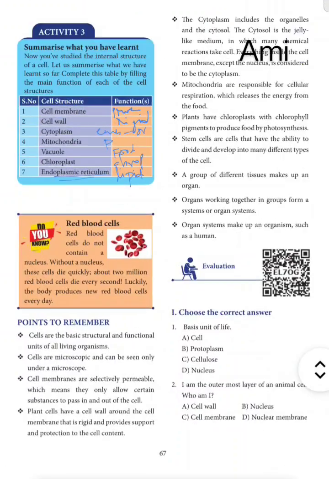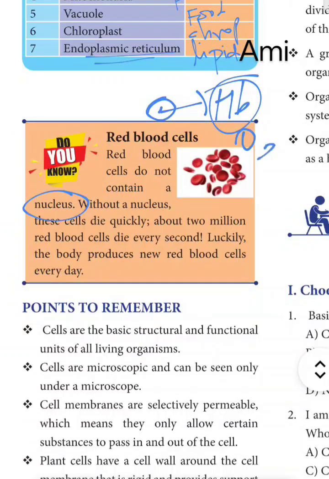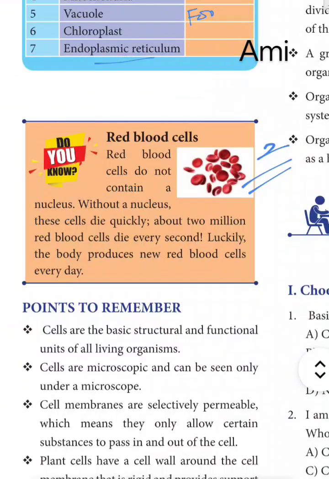Fine. So red blood cells do not contain a nucleus. Why? Because that place of the nucleus can be occupied by HB, hemoglobin, so that much more oxygen can be carried. So luckily the body produces new red blood cells every day. After 120 days an RBC dies, and then the body produces a new RBC.